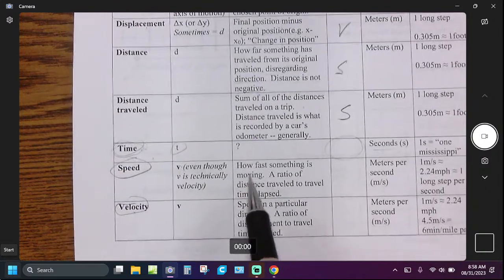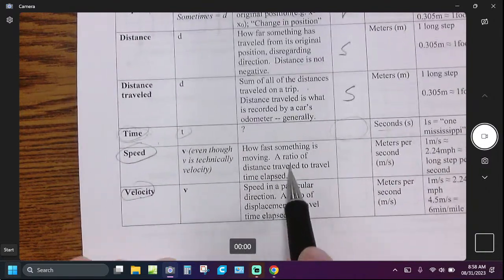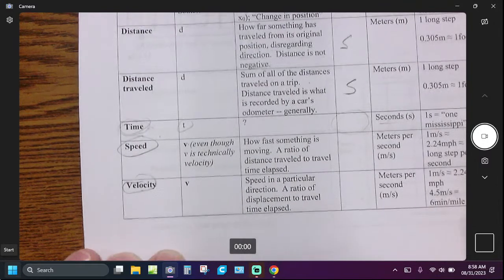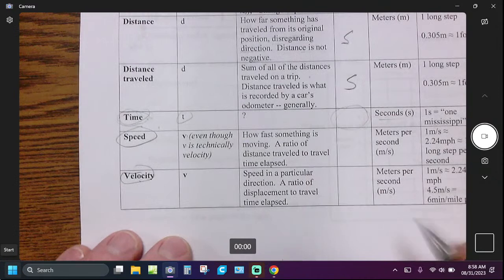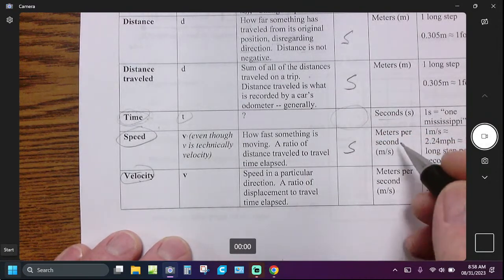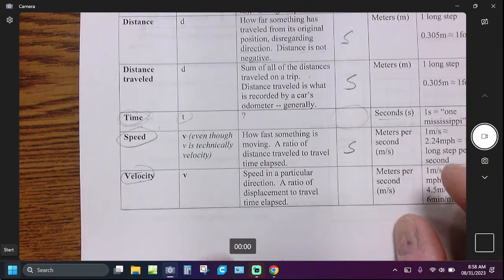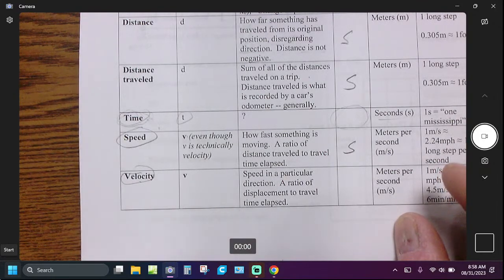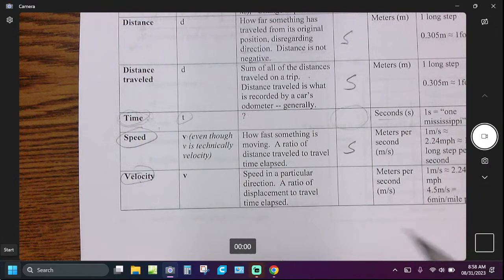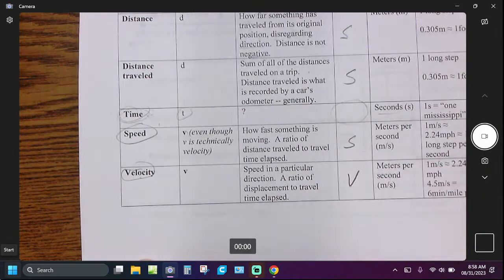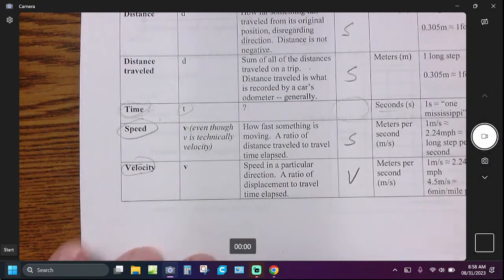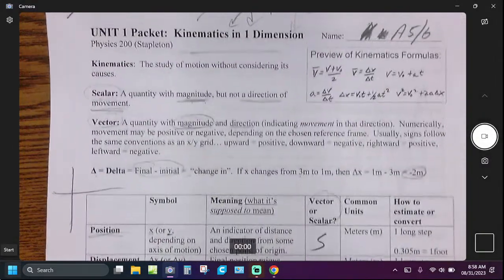Speed is how fast something's moving, a ratio of distance traveled to travel time elapsed. What do you think, scalar or vector? Scalar. You could be going fast in any direction, like the speedometer on your car. It doesn't tell you whether you're going north or south, it just tells you how fast. Velocity is a vector. For velocity, you have to tell the speed and direction. All right, that's that stuff.